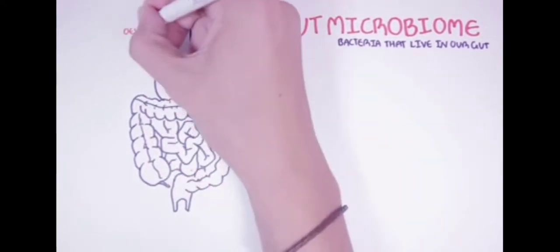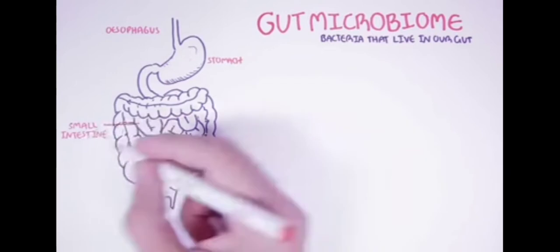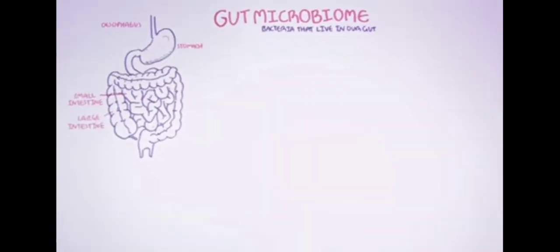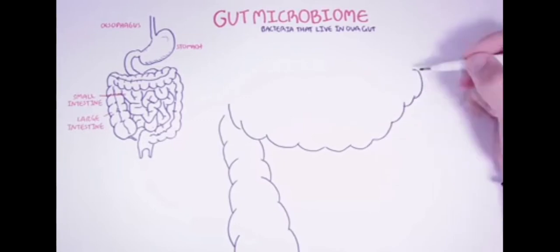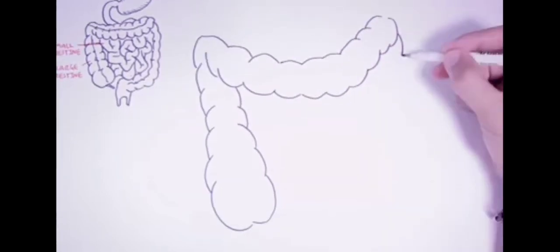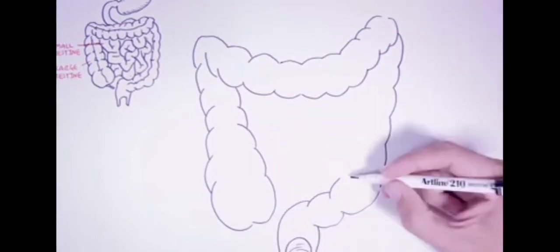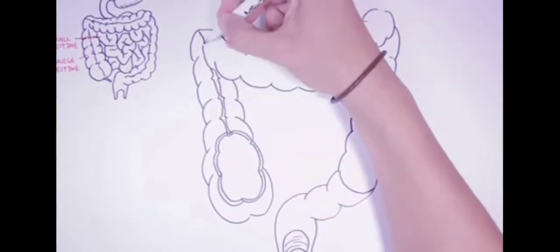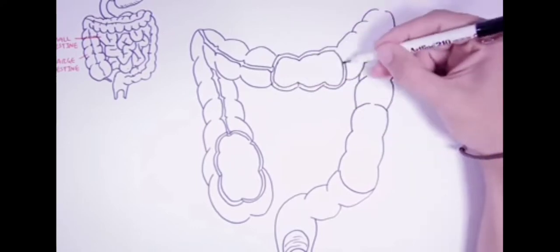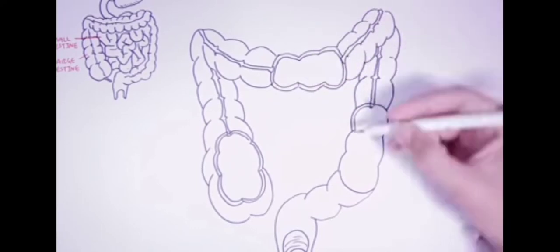So we begin here with the digestive tract. Looking at the digestive tract, which is made up of the esophagus, stomach, small intestine, and large intestine, these microorganisms are mostly found in the large intestine. Though it is important to understand that we do find these bacteria also in the small intestine, just not as much.